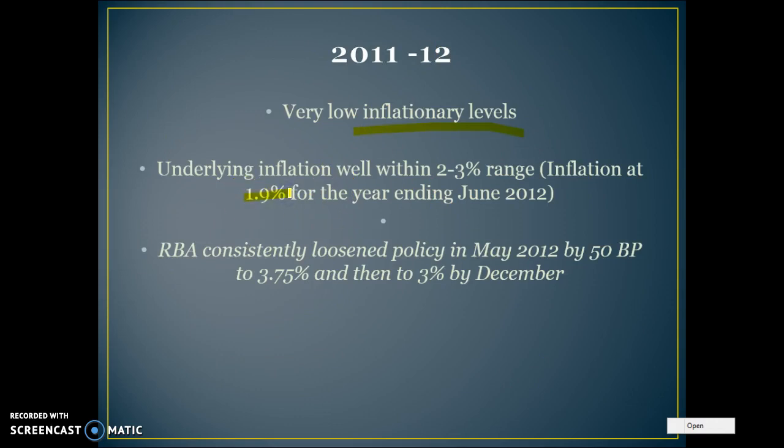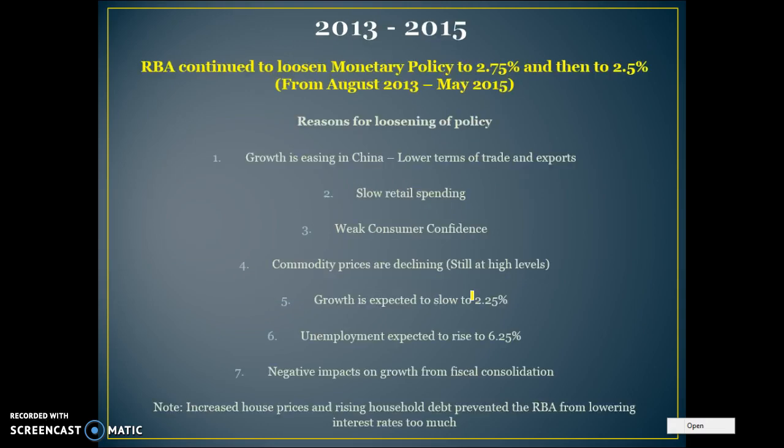In 11 and 12, inflation started to subside. Inflation dropped to 1.9%, so the RBA loosened monetary policy. They reacted to the lower inflation. From 13 to 15, the cash rate went from 2.75 to 2.5%, so they lowered the cash rate slightly, just once in that period from 2013 to 2015.